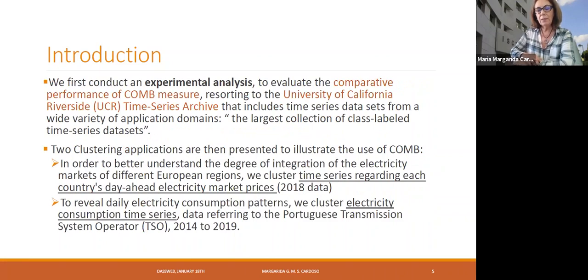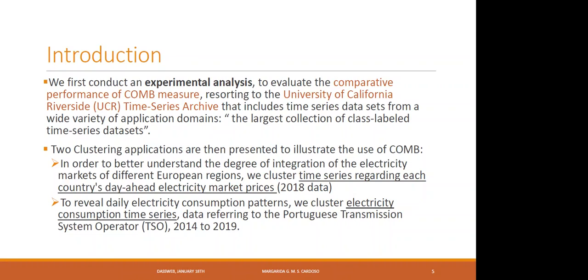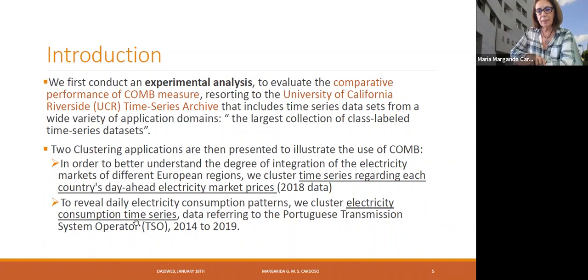First of all, I'm going to present an experimental analysis to evaluate the competitive performance of this measure. And I will resort to data sets that originate from the University of California Riverside archive. This is a very large collection of data sets. They are labeled, and we have data for training and data for test. And the clustering applications using this COMB measure will refer to 2018 data, the first one, which regards the patterns of day-ahead electricity prices in the European regions. And the second one tries to reveal electricity consumption patterns concerning Portugal between 2014 and 2019.